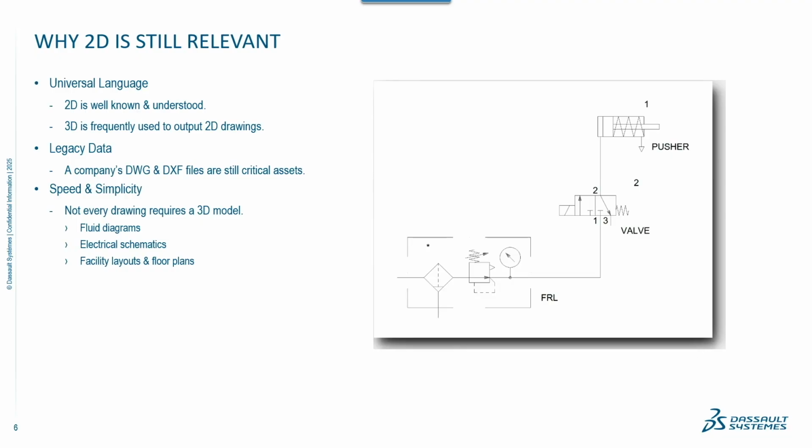Speed and simplicity. There are a lot of cases where it makes more sense to actually have a drawing without a 3D model. Some examples, fluid diagrams or electrical schematics, if you don't have a product that will generate those for you, like SOLIDWORKS Electrical. And then also facility layouts, floor plans. We had a lot of those at my former company that we would go back in, and those we would work with in 2D. We didn't make 3D models of the plants or the facilities.